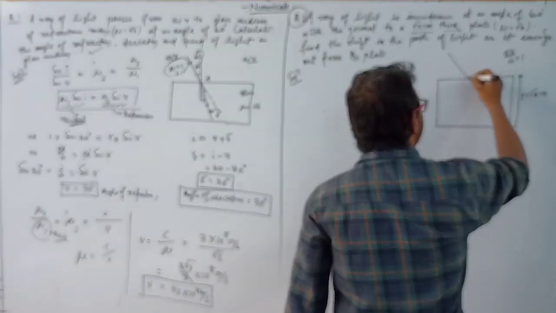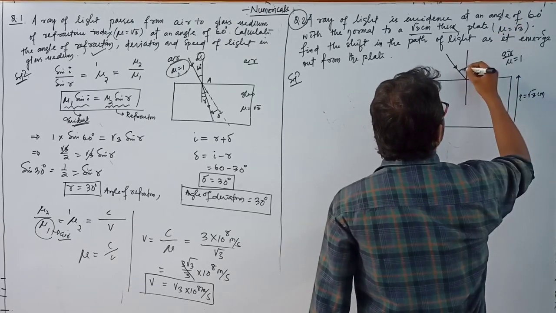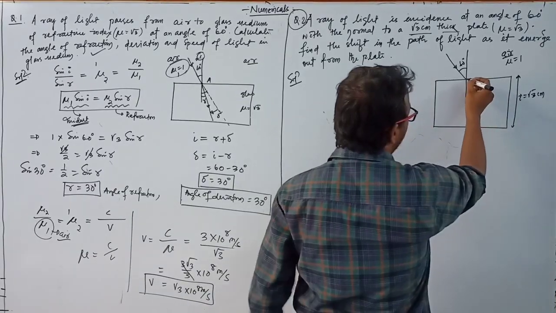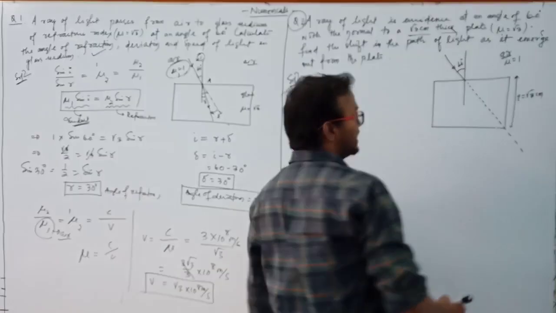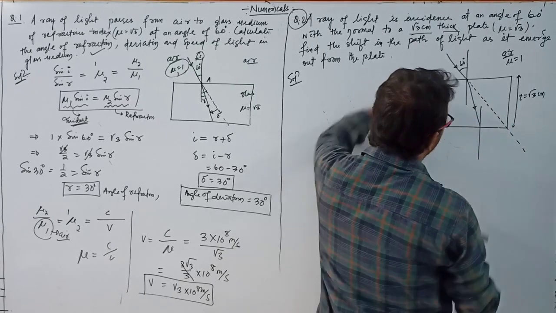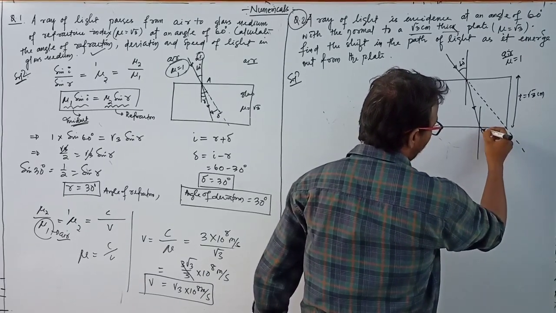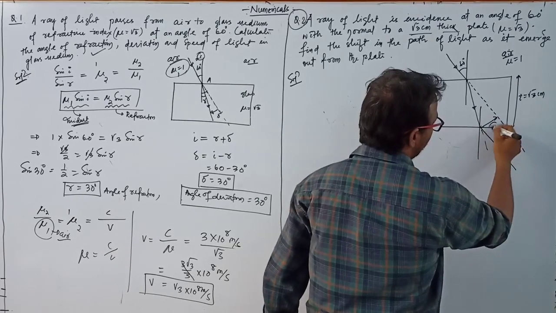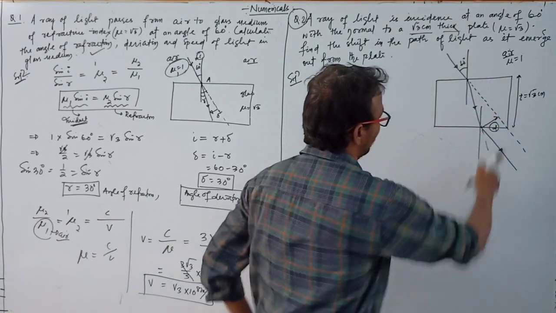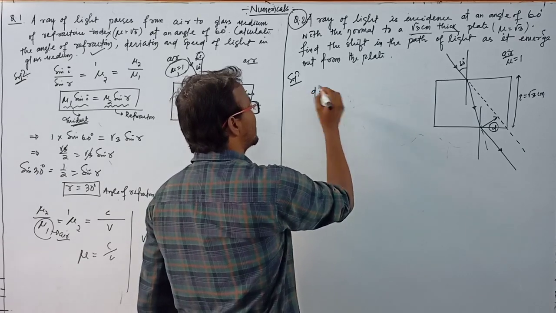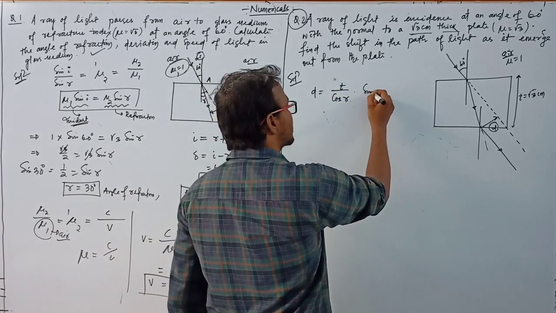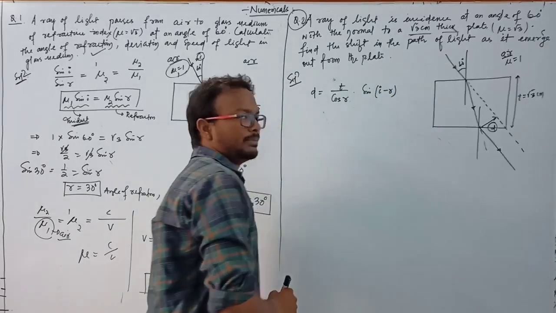Clear? When a ray is incident at an angle of 60 degrees with the interface separating the two media, this is the line of action of the incident ray. And we already know the formula. This is the refracted ray, and when a ray of light travels from a denser to a rarer medium, it bends away from the normal like this. This distance is known as d, the lateral shift or lateral displacement from its original path. We have to find this distance d. We already have the relation: d equals t by cos r into sin of (i minus r).